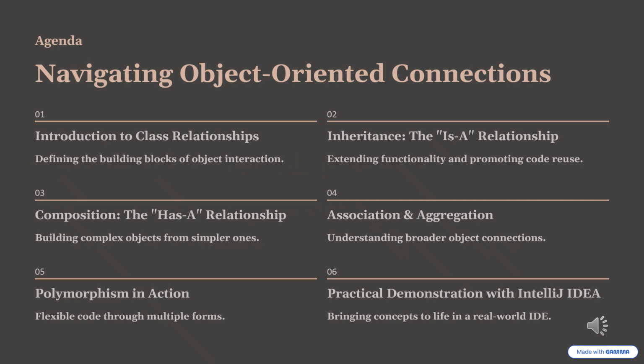Here is what we will cover today. We will start with an introduction to class relationships, followed by inheritance, the is-a relationship. Next, we will dive into composition, the has-a relationship, and then we will discuss association and aggregation to understand broader connections. After that, we will look at polymorphism in action. We will also explore a live demonstration using IntelliJ IDEA. Finally, we will wrap up with key takeaways to reinforce what we have learned.